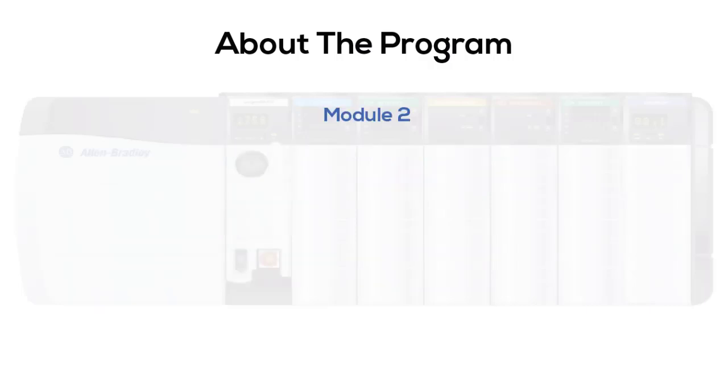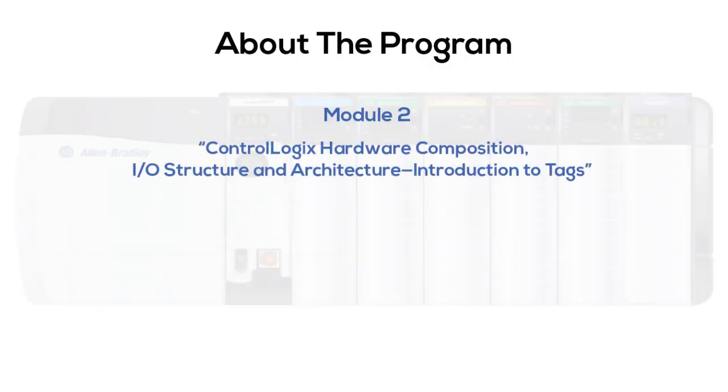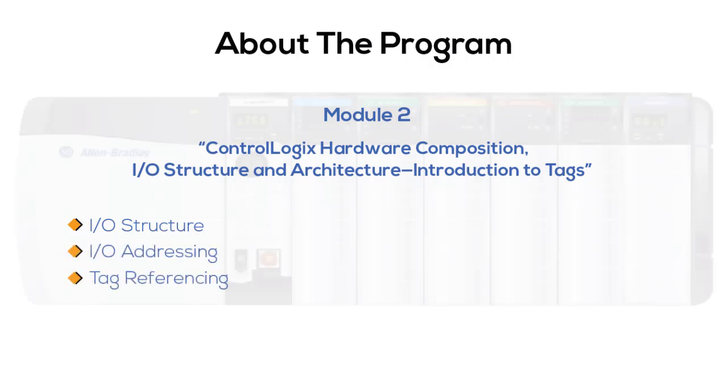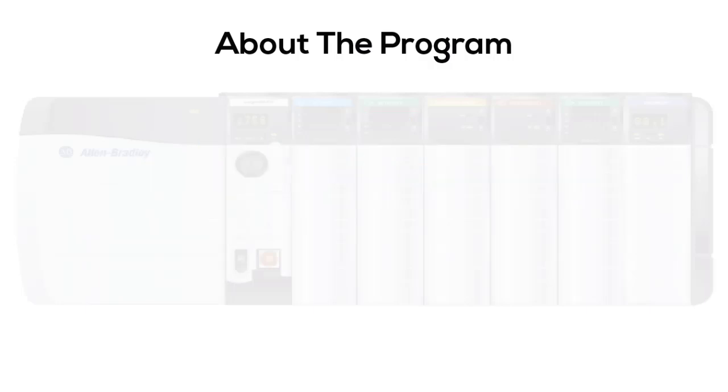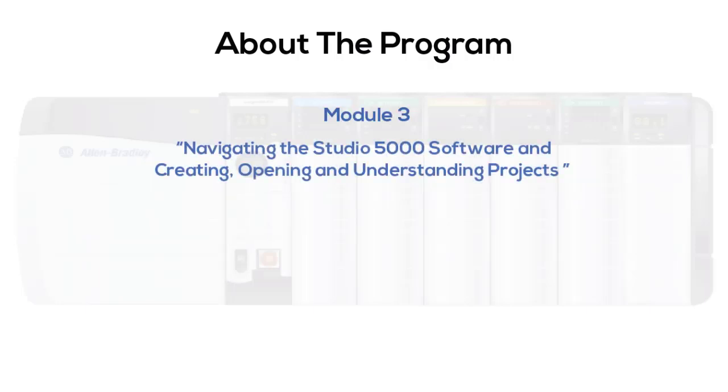In the second module, we will cover the ControlLogix hardware composition, which provides a solid foundation on important topics of input and output or I/O addressing and tag referencing, a word that you may have heard in ControlLogix circles. Then we're going to jump into understanding ControlLogix projects by creating one based on the fundamentals of the hardware composition and architecture and how it relates to the inputs and outputs that we troubleshoot in a control system, all along with the use of the Studio 5000 software.